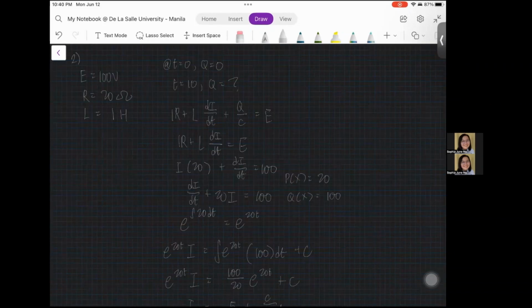So next, we have an electrical circuit problem, which reads the following. An electric circuit contains an EMF of 100 volts, this one, a resistor of 20 ohms, this one, and an inductor of 1 Henry. So, assuming that there's no current at t equals 0 seconds, find the current at t equals 10 seconds. All right, so this is our given, and this is the equation that I was discussing a while ago. Since there is no current or capacitance given, this one can be struck out, and we'll be left with this one, which is a linear equation.